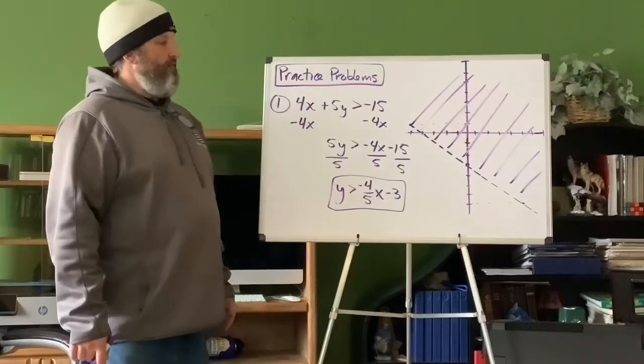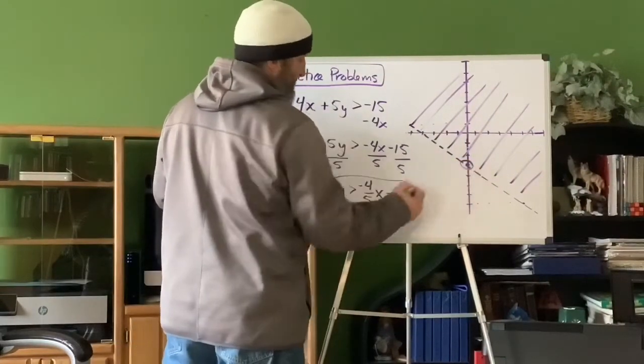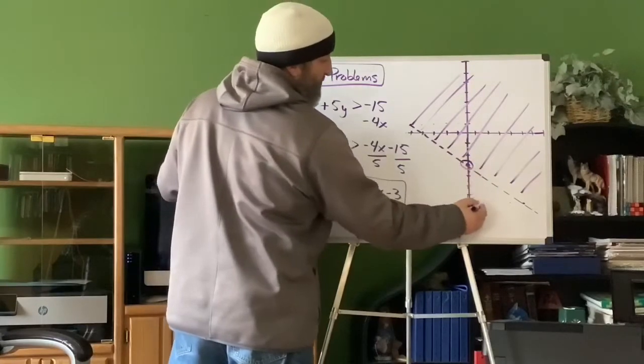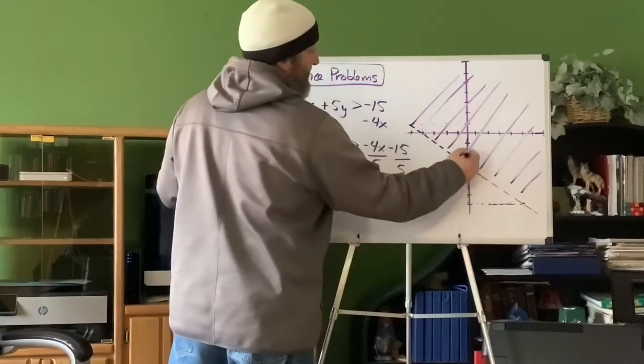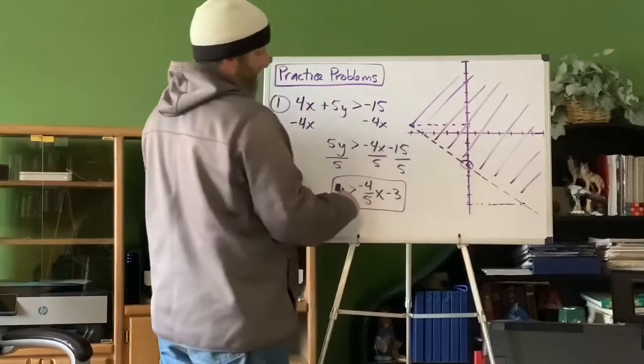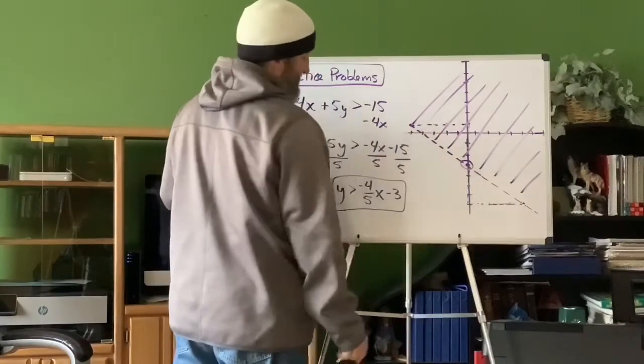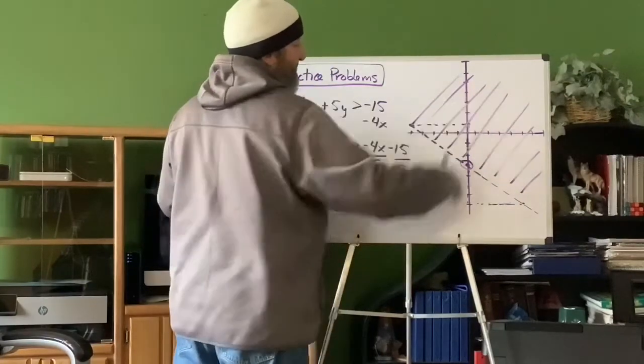So there's my graph. Started at negative 3, right? Down 4 over 5. Up 4, back 5. Dotted line, because there is no equal to sign. Dotted line, it's a greater than, shade everything above.